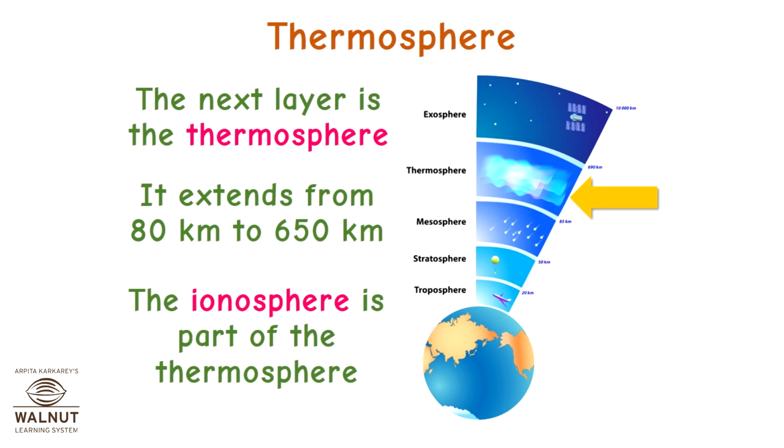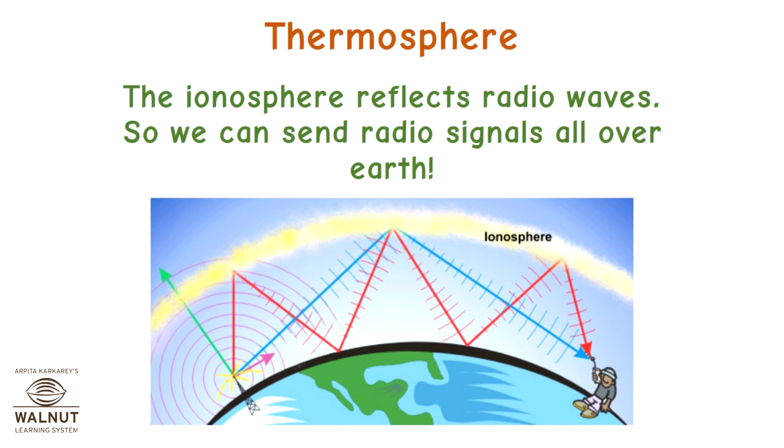Thermosphere. The next layer is the thermosphere. It extends from 80 kilometers to 650 kilometers. The ionosphere is part of the thermosphere. The ionosphere reflects radio waves, so we can send radio signals all over Earth.